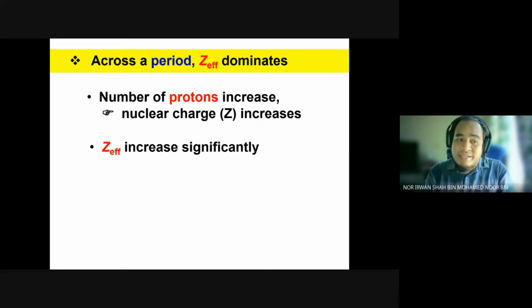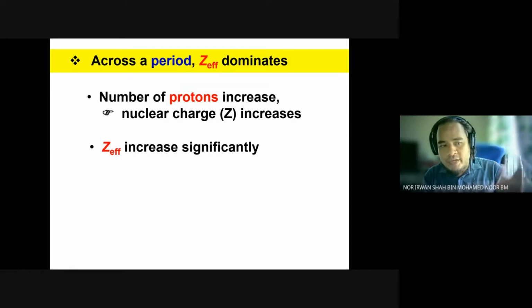Dan bila kita kira, kita akan dapati, okay, semakin kita ke kanan, from left to right. Jadi kalau kita move across the period from the left to the right of the periodic table, so apa yang akan berlaku adalah if we calculate this effective nuclear charge, kita akan dapati effective nuclear charge bertambah. Contohnya daripada sodium sampailah kepada argon, for example, okay, dia punya effective nuclear charge akan bertambah. So bila effective nuclear charge bertambah, apa kesan dia, kan?